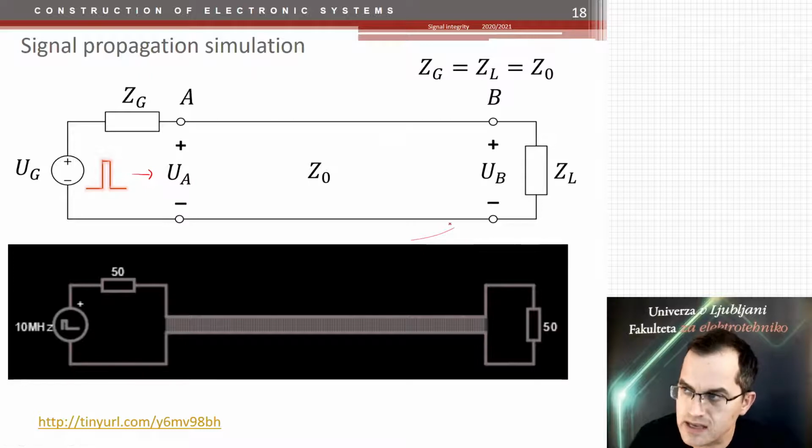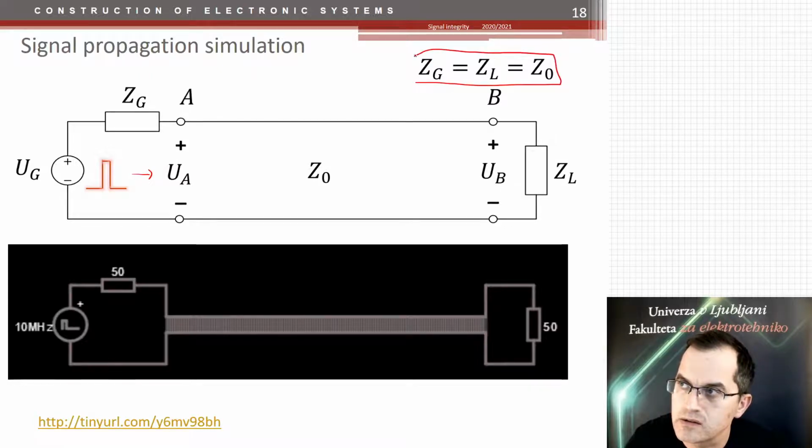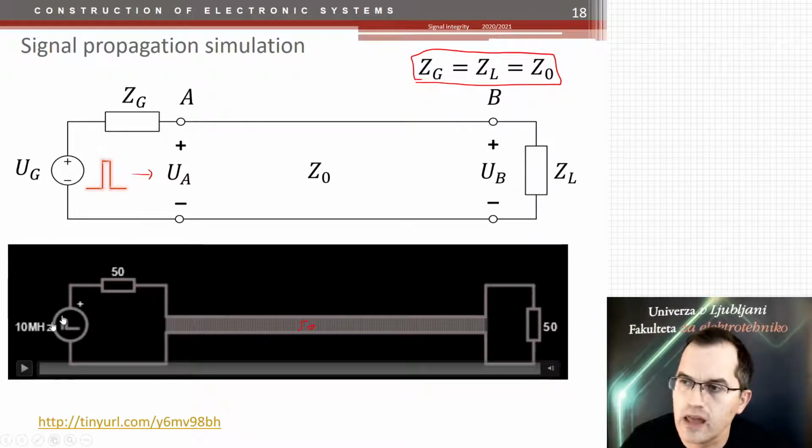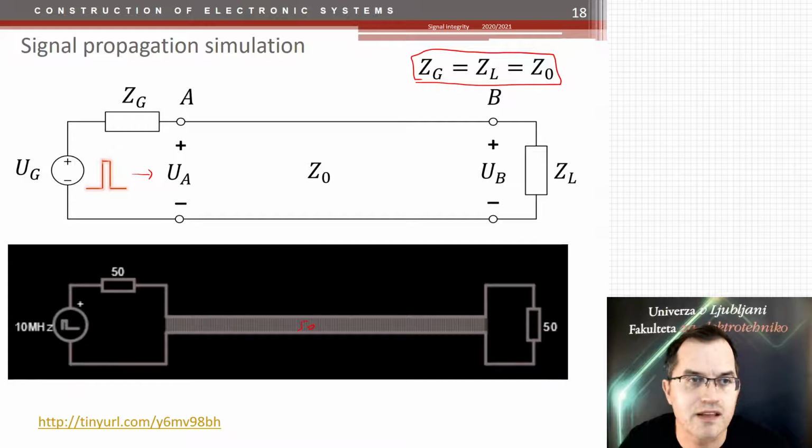And this is an example where we have the same impedances. So the source impedance is equal to the load and it's equal to the characteristic impedance. So everything is well matched. Let's say we have a 50 ohm line, so 50 ohms, 50 ohms. And now I will show you what happens. So the pulse travels along the line and it gets dissipated on the other side. That's it. As simple as that.